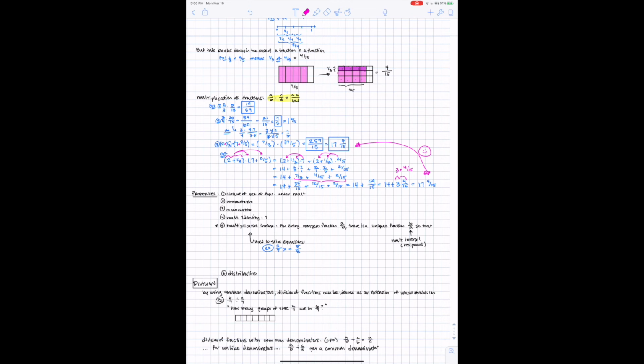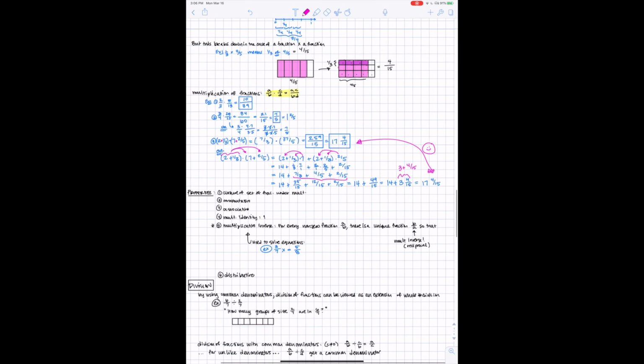Okay, great. So to summarize some of the concepts involving multiplication. Again, we have closure under the set of fractions under multiplication. So just like we had for whole numbers, if I took two whole numbers and I multiplied them, I got a whole number. Same thing happens under the set of fractions.